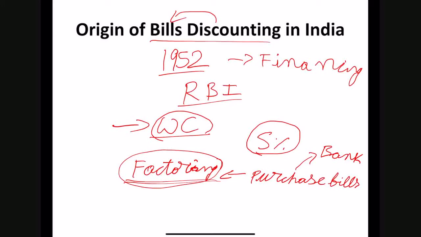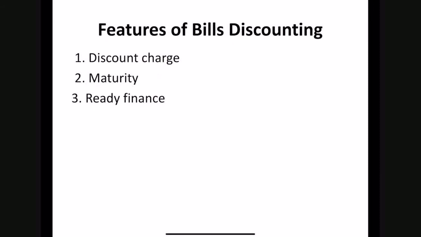This is called factoring, and we will discuss factoring in detail in the next video. Right now, try to understand this. That's all. This is all about the origin of bills discounting. Now let us quickly understand the features of bills discounting. There are three important features of bills discounting.